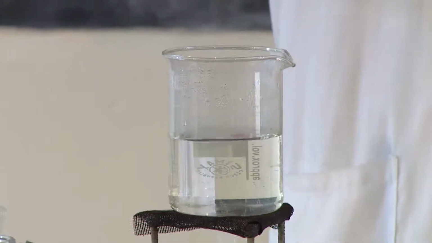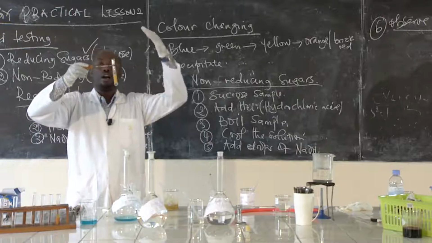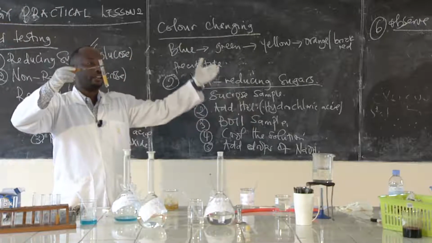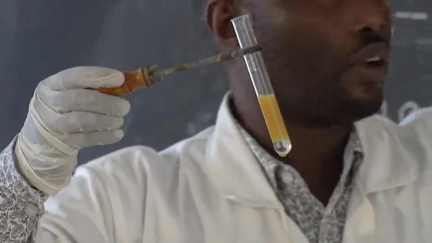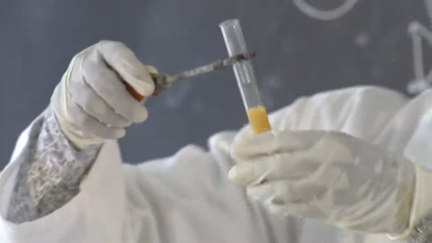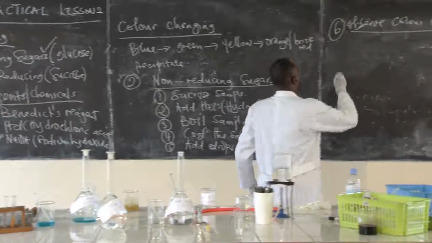I think we have got the final answer, meaning that our sample contains non-reducing sugars. Meaning it has changed from blue to yellow, then to orange, which indicates the presence of non-reducing sugars. So we can say color changing.